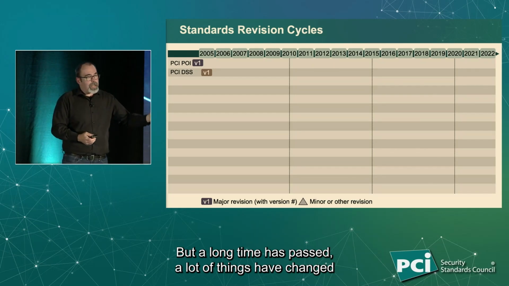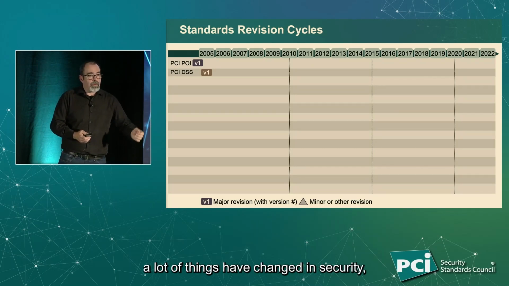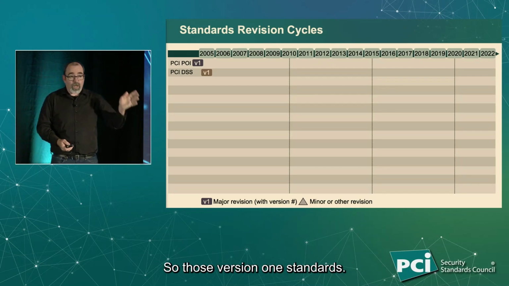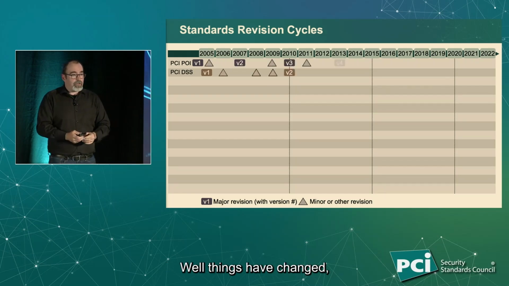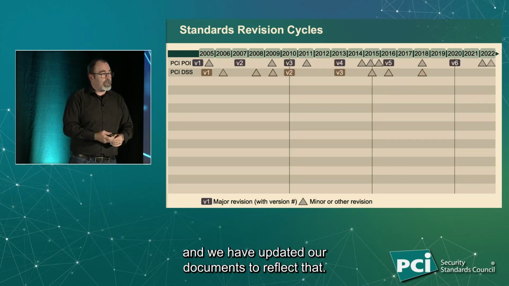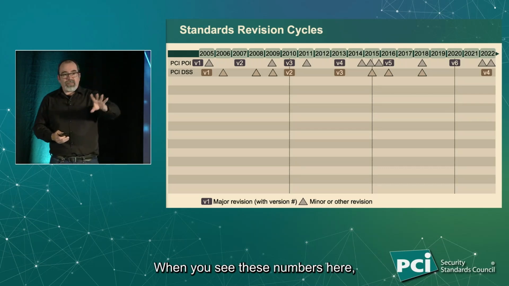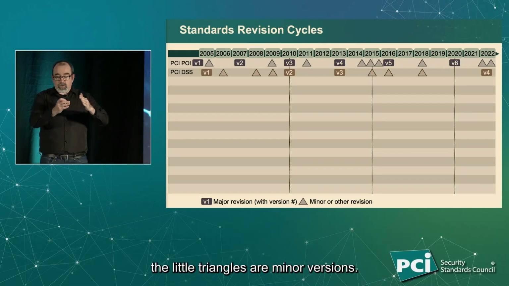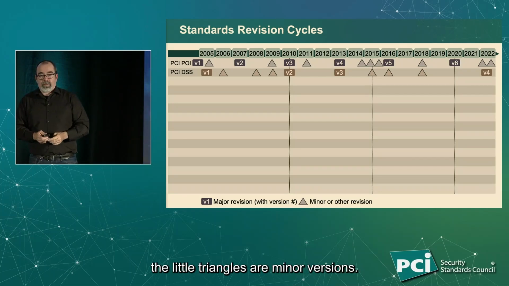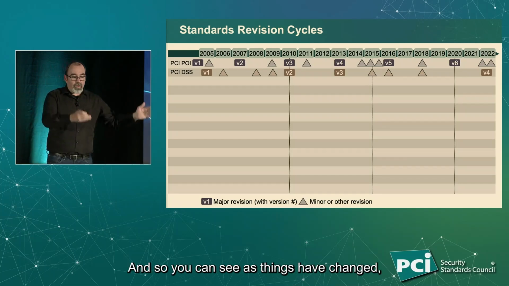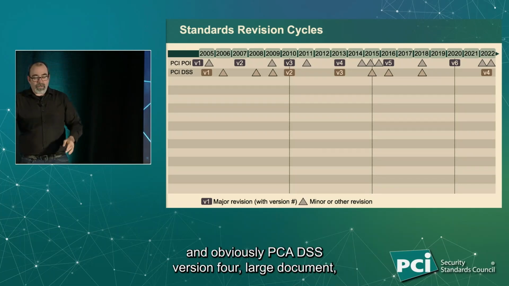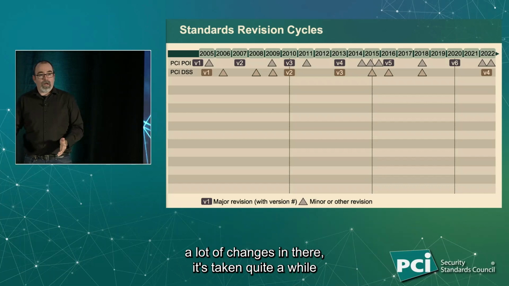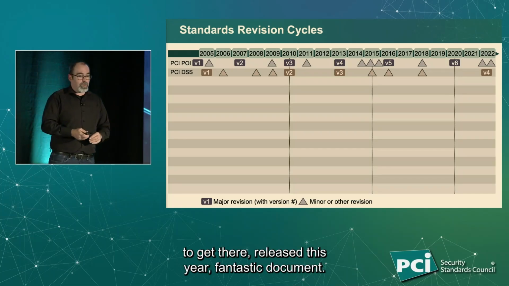But a long time has passed. A lot of things have changed in how payments are made, in security, and in technology since then. So those version 1 standards have changed, and we have updated our documents to reflect that. When you see these numbers here, the numbers are essentially major versions when they've come out. Little triangles are minor versions. And so you can see as things have changed, we've released these new documents, and obviously PCI DSS version 4, large document, a lot of changes in there. It's taken quite a while to get there, released this year, fantastic document.